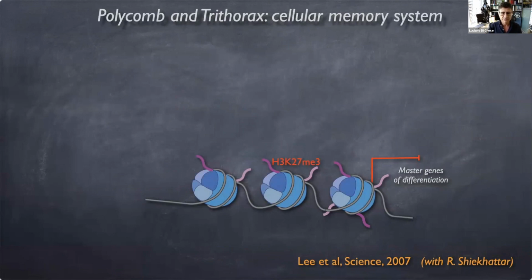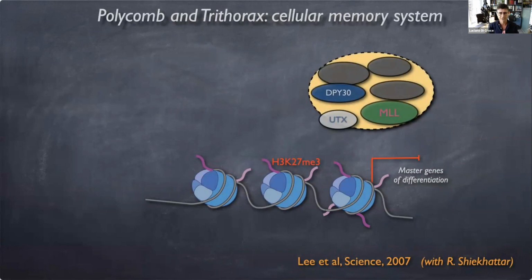Now, this repressive mark can be erased, and the complex which erases the repressive marks is the anti-Polycomb complex, which is called Trithorax in Drosophila and MLL complex in mammalian cells. Together with Ramin Shiekhattar, we purified one of these variations of the Trithorax complex, which is very interesting because it contains UTX, an enzyme capable of erasing this histone modification deposited by Polycomb. But then you also have the MLL subunit, which is a SET domain enzyme, which can lead to deposition of an active mark, K4 methylation, as indicated here. So this complex is capable of erasing the repressive mark and also leads to activation of genes. That's how Trithorax leads to gene activation.